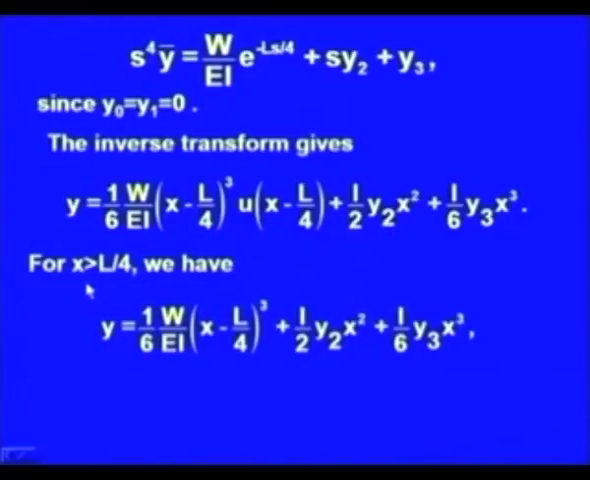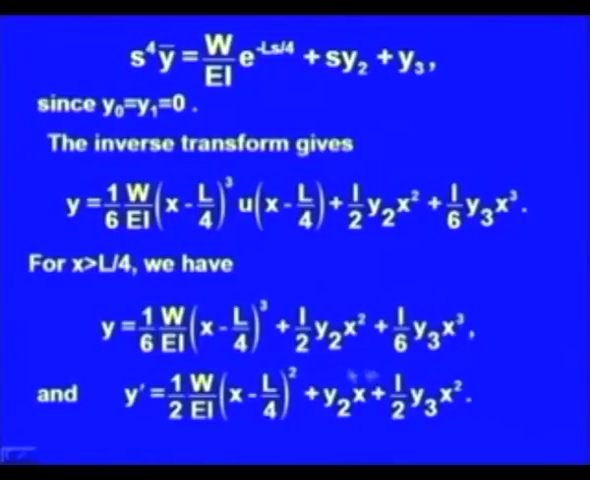So, what we do is let us see what happens when we take x greater than L by 4, because the end x equal to L satisfies x greater than L by 4. So, if you take x to be greater than L by 4, you will be able to get rid of u of x minus L by 4, and then you can take the derivative of y with respect to x. So, for x greater than L by 4, we have y equal to 1 by 6 into W by EI into (x minus L by 4) raised to the power 3, because when x is greater than L by 4, the unit step function gives us value 1, and then plus 1 by 2 into y2 x square, plus 1 by 6 into y3 into x cube.